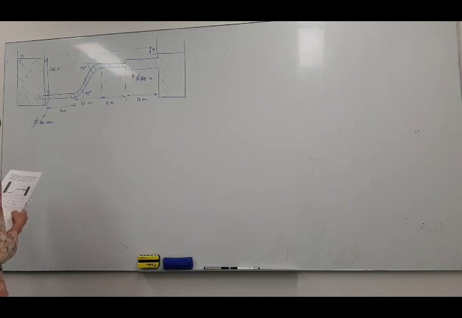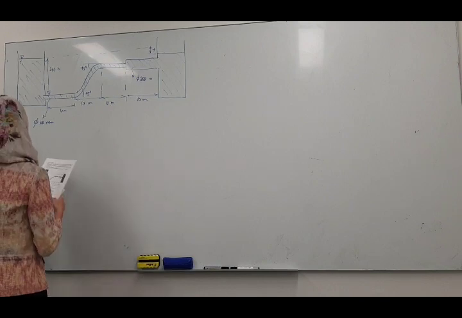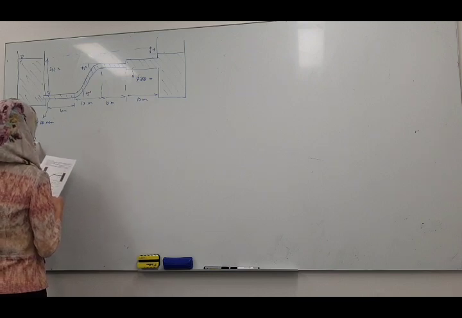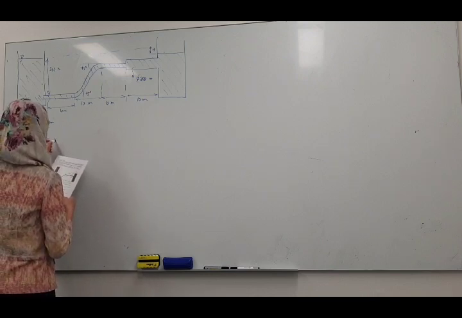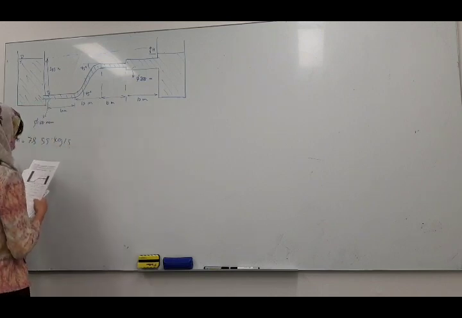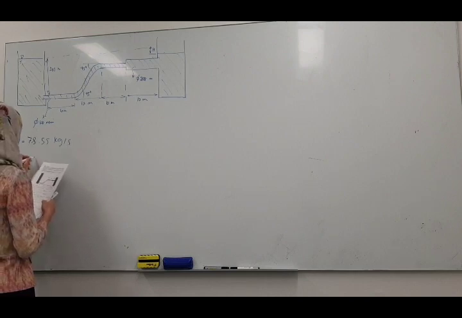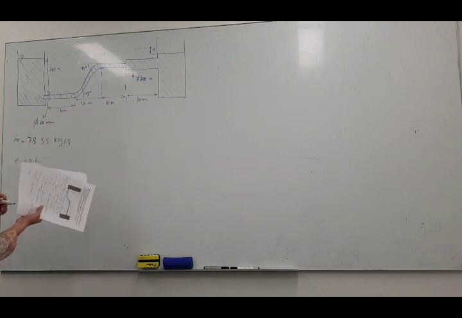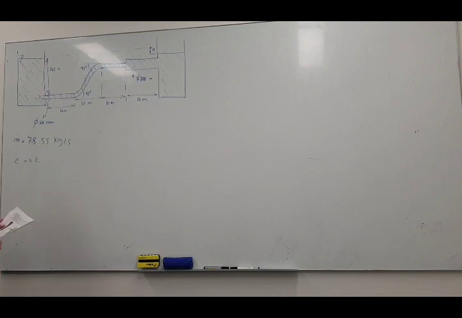We know the mass flow is about 78.55 kilograms per second, and the pipe roughness is 0.2. In the first part, we want to identify the individual head loss associated with all components. So it's important to identify all components. How are we going to do it?